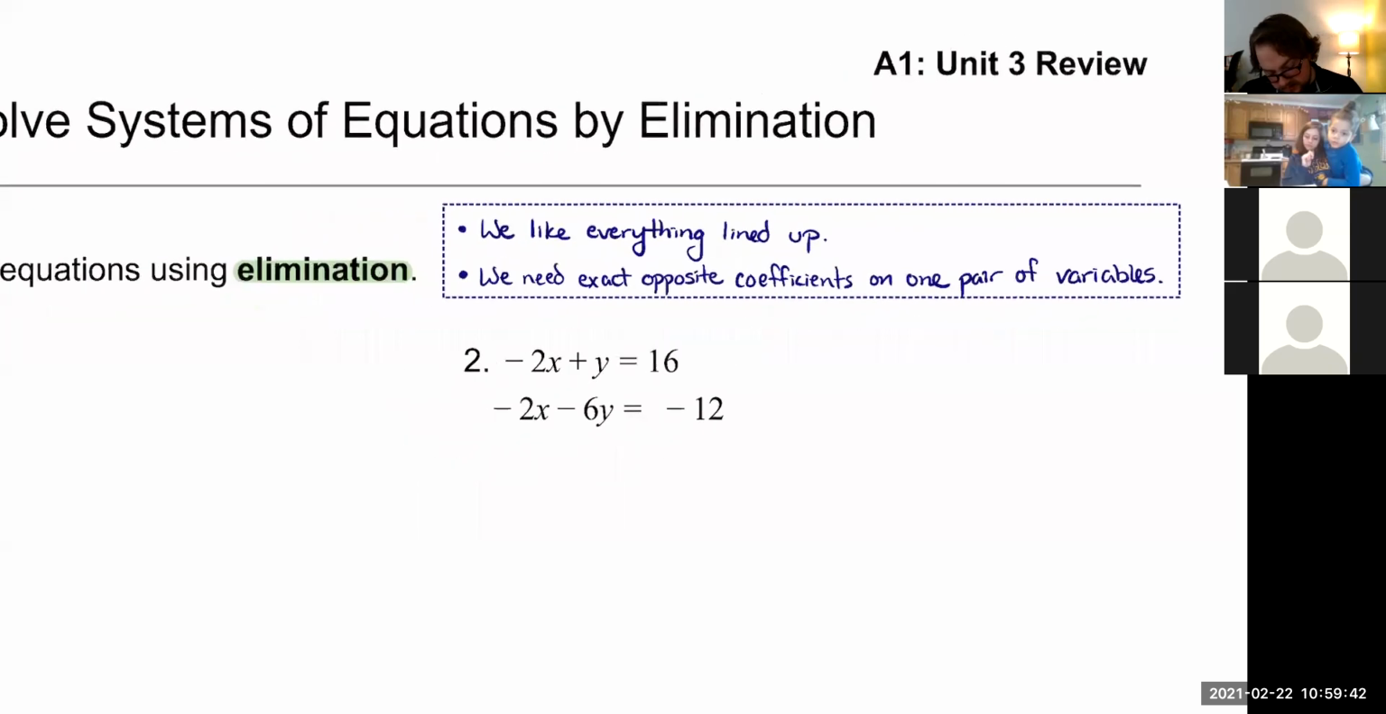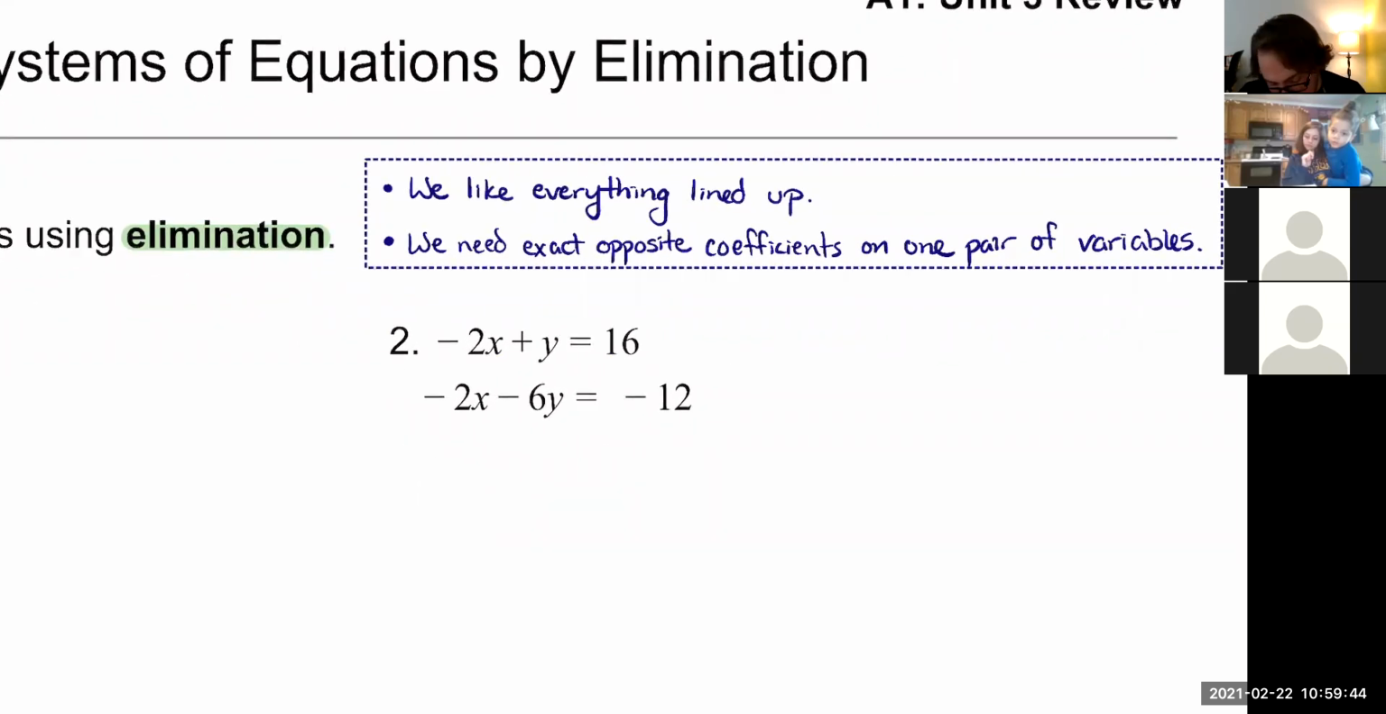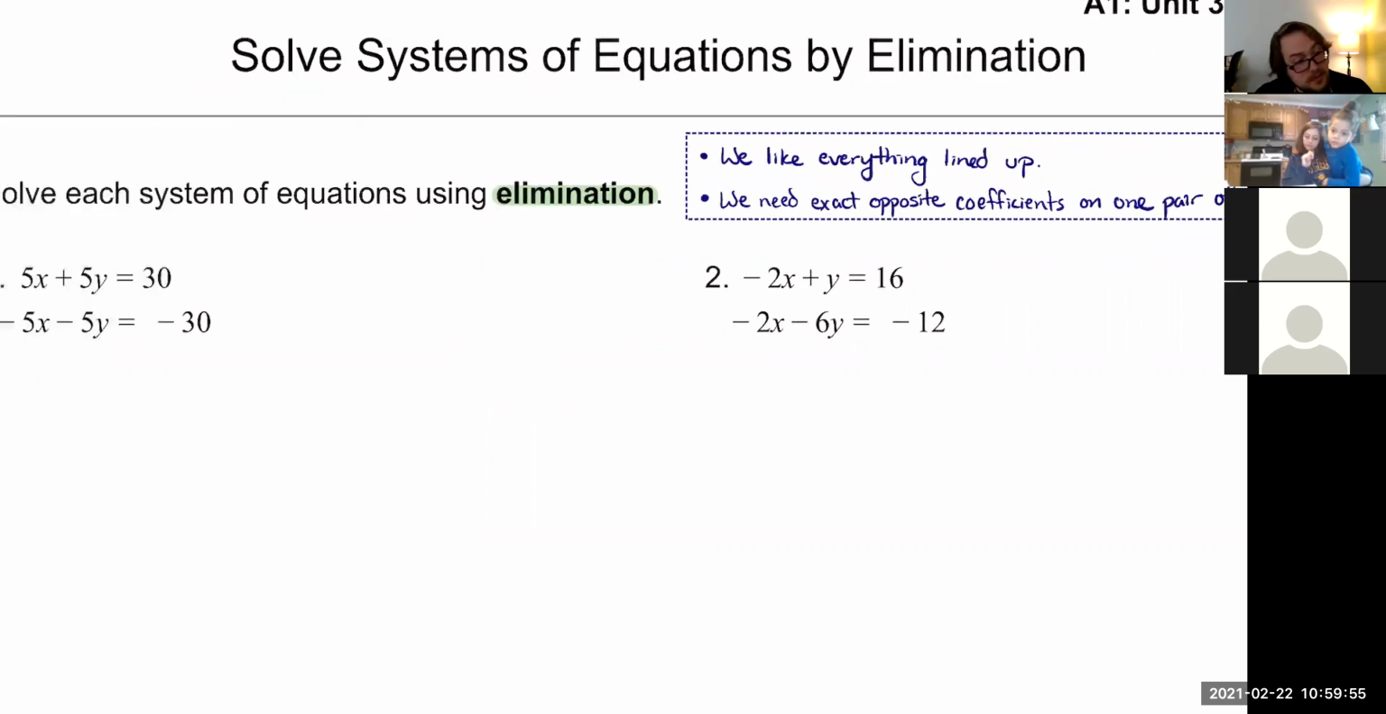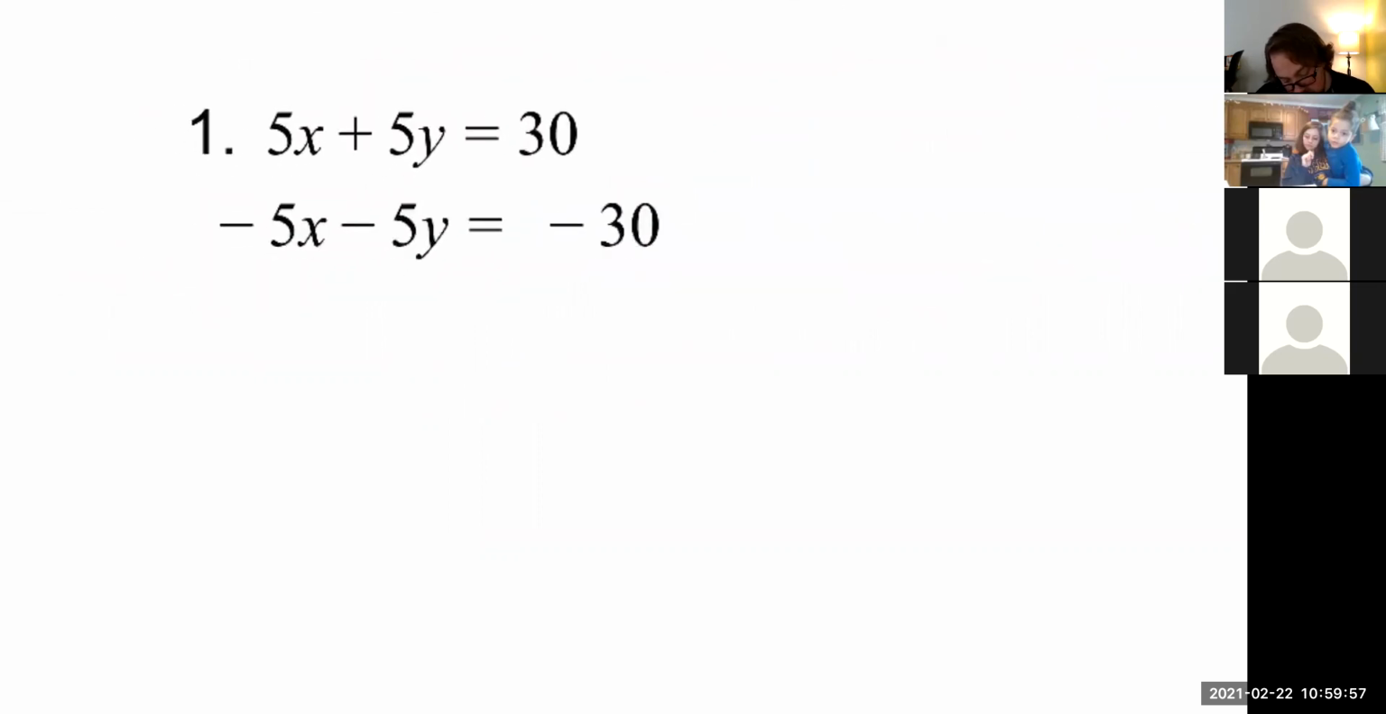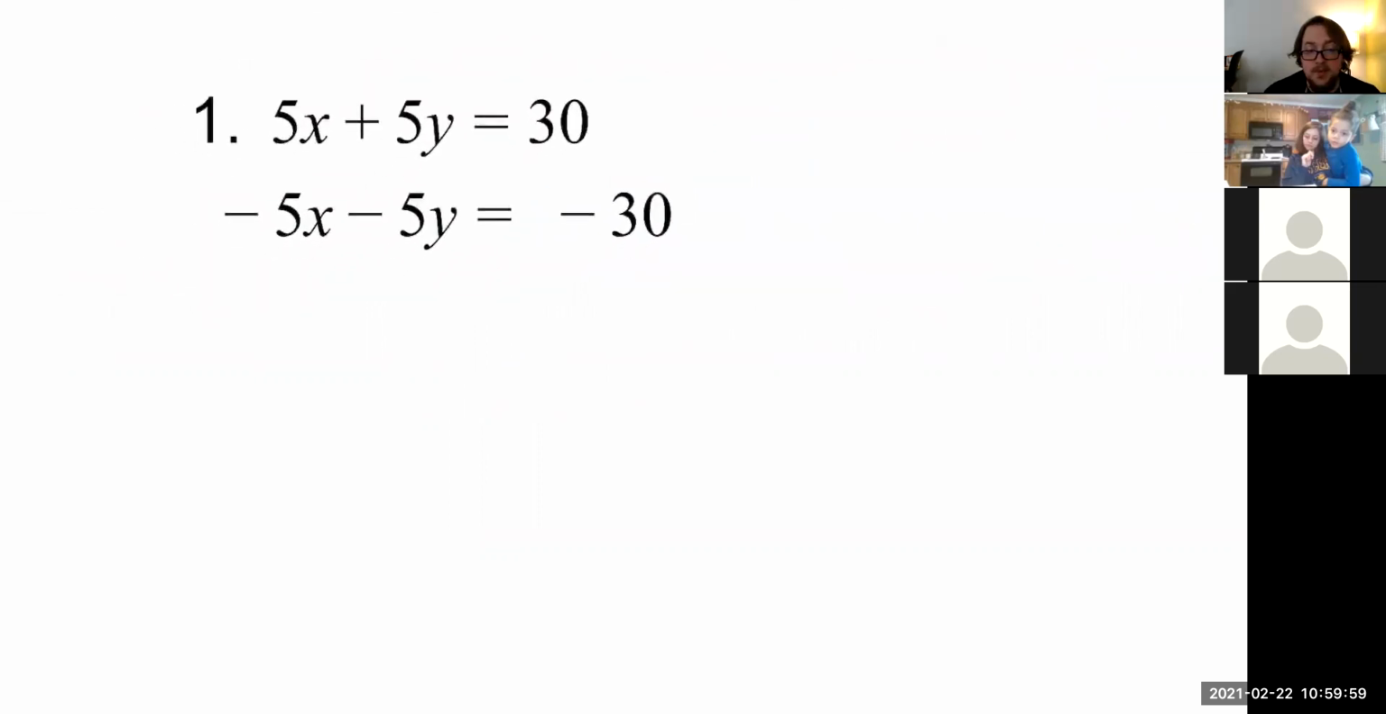All right. So we like everything lined up. We need exact opposite coefficients on one pair of variables. If we don't have that, multiplication is our tool to adjust as needed. So on the first one here, we're actually in luck because everything's lined up. And interestingly enough, the coefficients on the x's are exact opposite. So are the y's, and so are the constants.